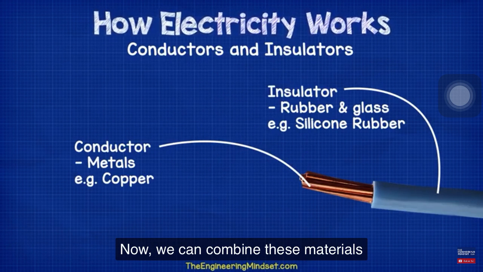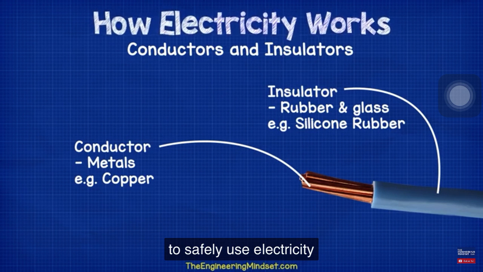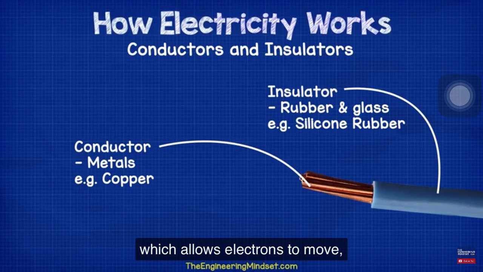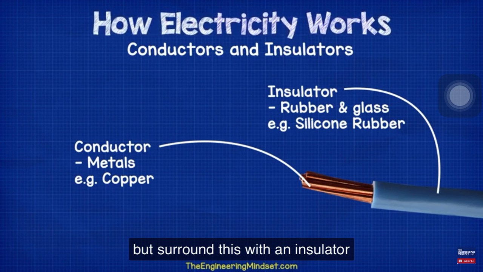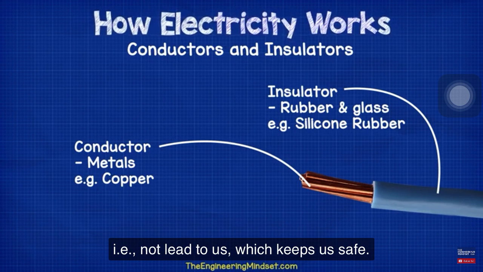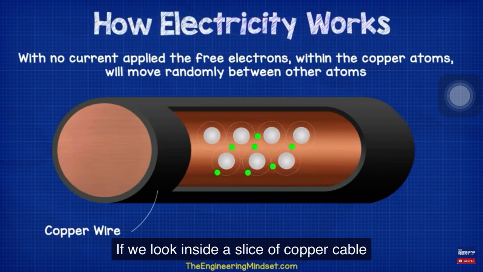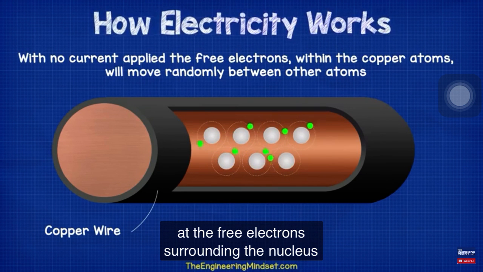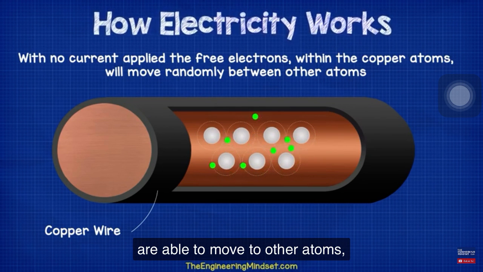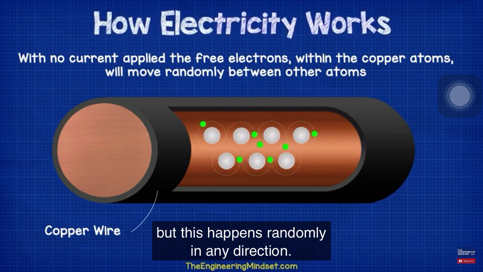Now we can combine these materials to safely use electricity by having the conductor in the center, which allows electrons to move, but surround this with an insulator to restrict where they can flow to, i.e. not into us, which keeps us safe. If we look inside a slice of copper cable at the free electrons surrounding the nucleus of the copper atom, you'll see that the free electrons are able to move to other atoms, but this happens randomly in any direction.